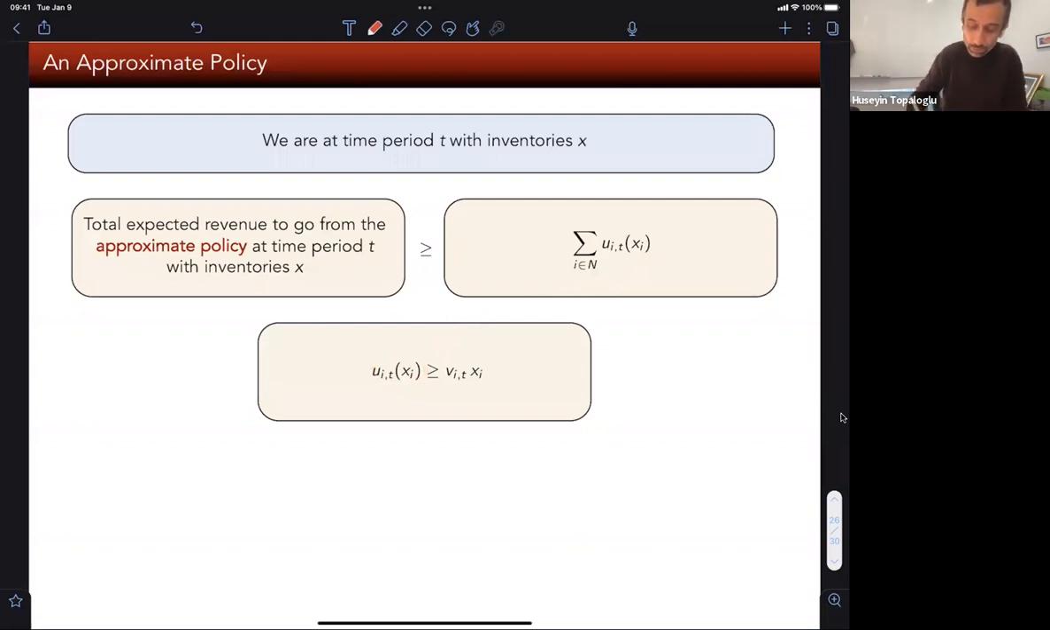So then if I compute the first inequality at the first time period at the initial inventories, this reads total expected revenue of the approximate policy.